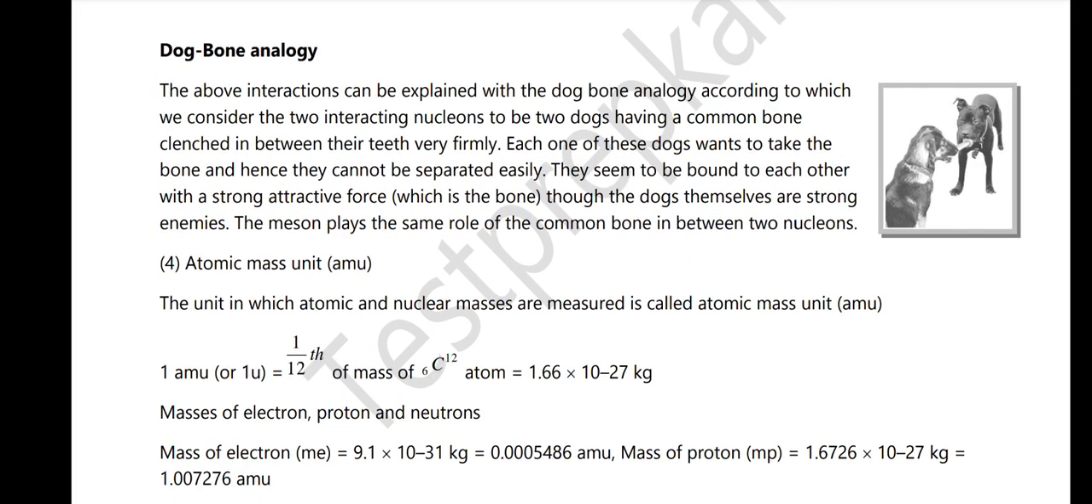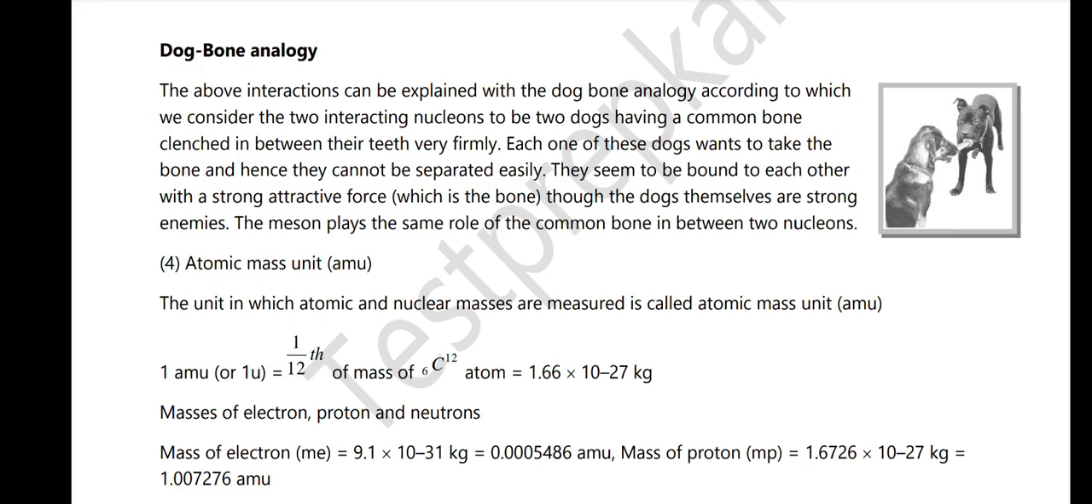Next is the dog bone analogy. The above interaction can be explained with the dog bone analogy, according to which we consider the two interacting nucleons to be two dogs. So we are taking two nucleons as two dogs that have a common bone, only one bone. For eating that one bone, both dogs will fight. Each one of these dogs wants to take that bone.